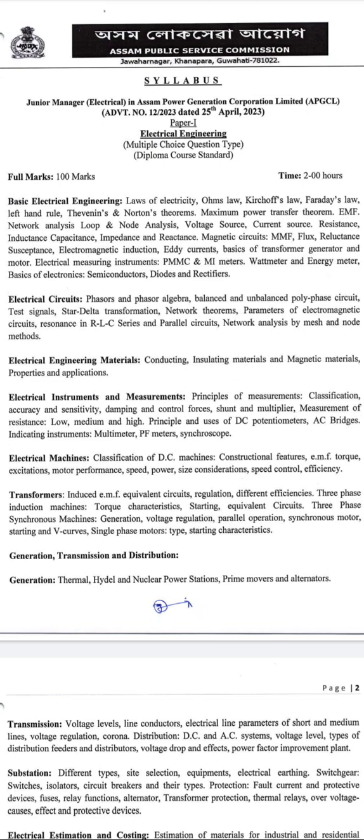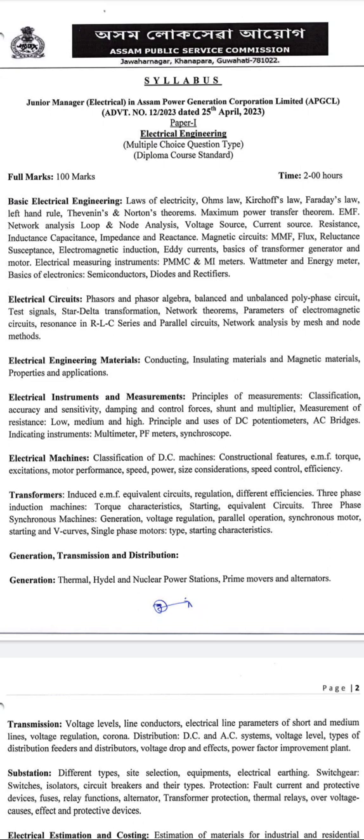The topics are basic electrical engineering, laws of electricity, Ohm's law, Kirchhoff's law, Faraday's law, left-hand rule, Thevenin's and Norton's theorems, maximum power transfer theorem, EMF, network analysis, loop and node analysis, voltage source, current source, resistance, inductance, capacitance, impedance, and reactance, magnetic circuits, MMF, flux, reluctance, susceptance, electromagnetic induction, eddy currents, basics of transformer, generator, and motor.